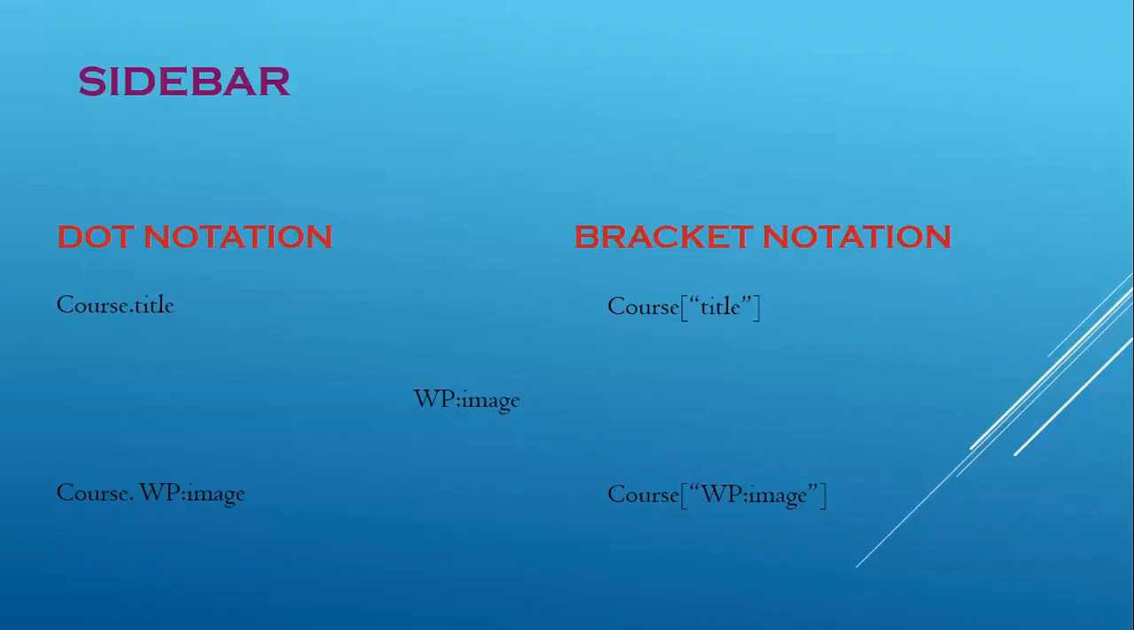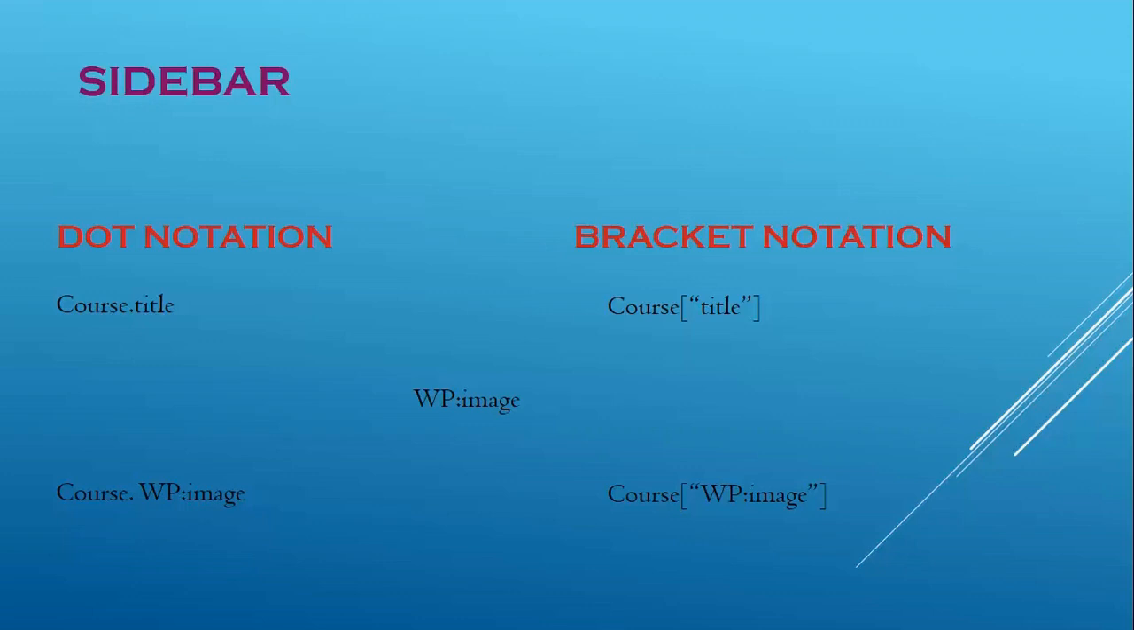I have used dot notation to get access to properties inside objects. First mention object, that is course, followed by dot and then property name. Title, property name, title. We can use bracket notation for same as object name, then bracket, and inside it the property name. What is the difference between them?